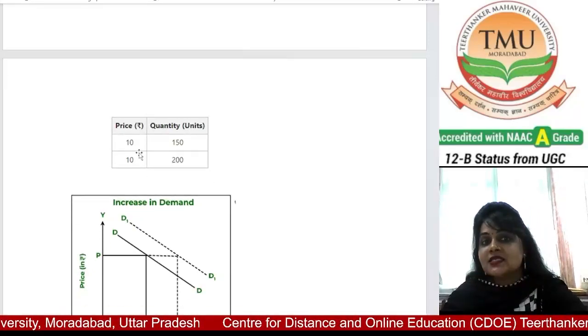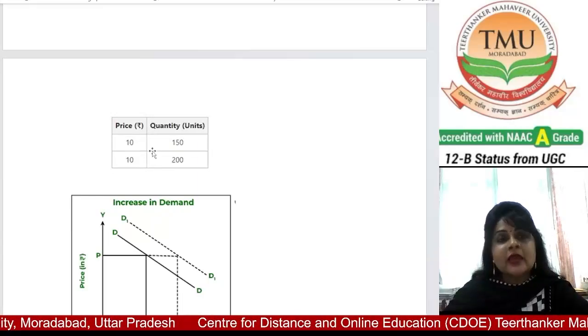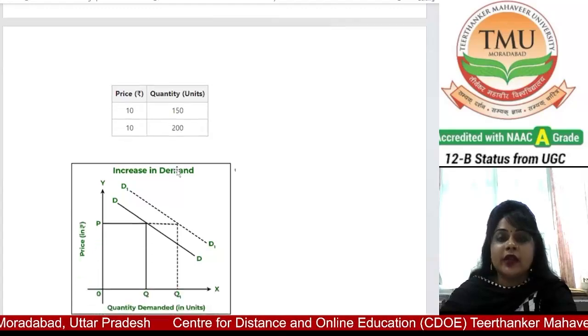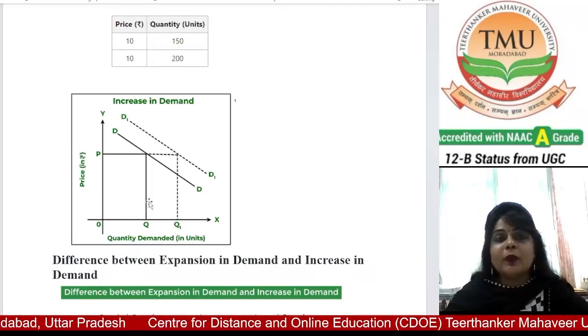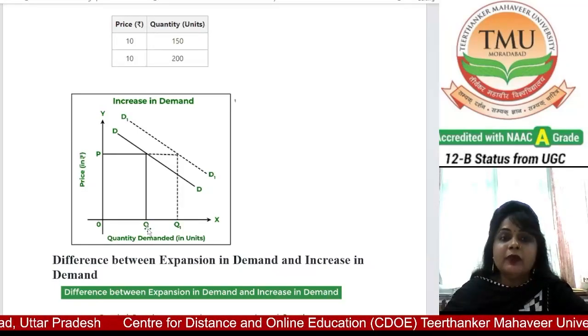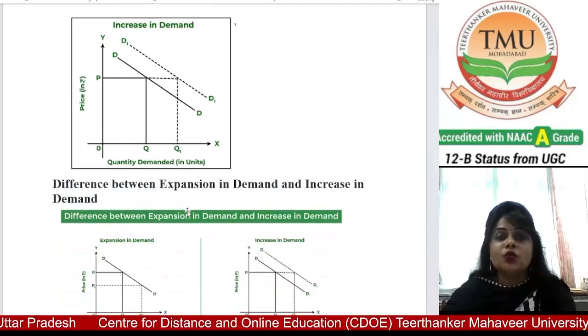figure. When the price is 10, quantity demanded is 150. When the price is at the same level of 10, the quantity demanded becomes 200. Now you can see in the figure, at the same level of the price OP, the demand firstly is OQ, and without change in the price level, the demand becomes OQ1.